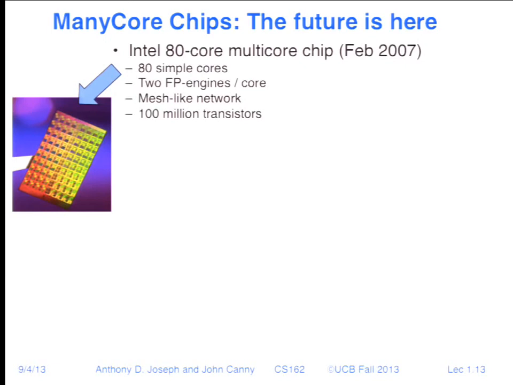So back in 2007, Intel did a test chip. This wasn't something they were intending to sell or produce in volume. It's called Polaris, and they were trying to see how many cores they could fit on a standard process. And they were able to fit 80 very simple cores that were basically two floating point engines and a simple ALU core, interconnected with a mesh network. All right, 100 million transistors.